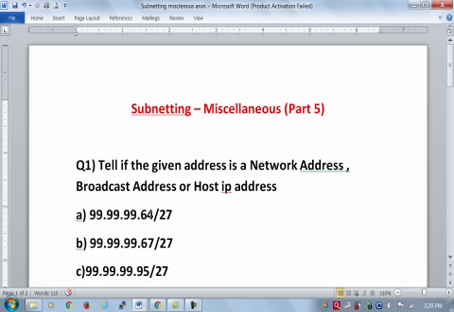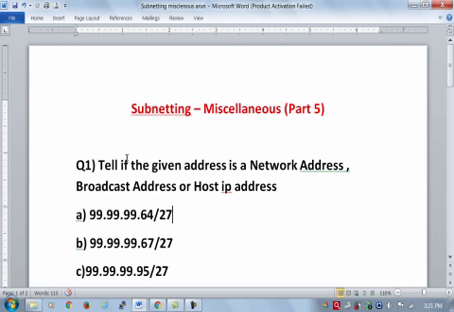So what this problem says is: how will you tell if a given address is a network address, a broadcast address, or a host IP address? I told you that inside the network we have three important addresses. So inside any given network, small network, big network, any, we have three addresses. The first one is the network address, then we have the broadcast address as I have told you, and in between, an IP address is given to the machine.